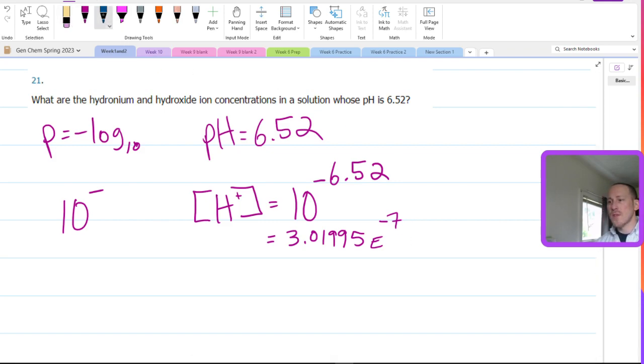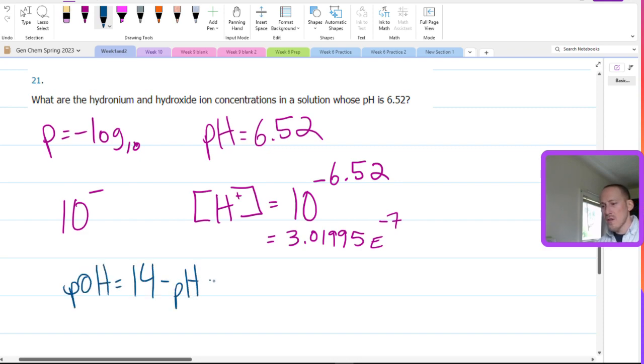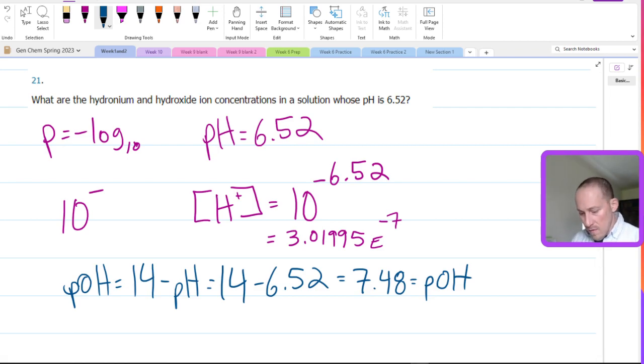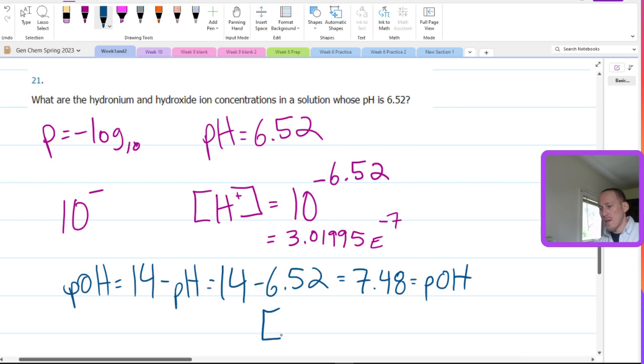What I'm going to do is say that our pOH equals 14 minus our pH, which equals 14 minus 6.52, which equals 7.48. Yeah, 7.48 equals our pOH. I'm going to double check myself. 14 minus 6.52. Okay, we good. So that means that our OH concentration is 10 to the negative 7.48.